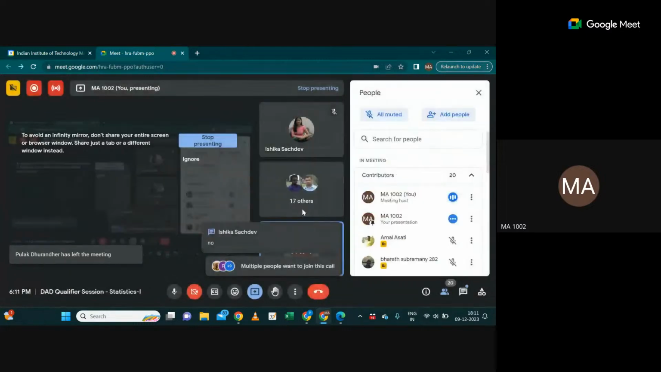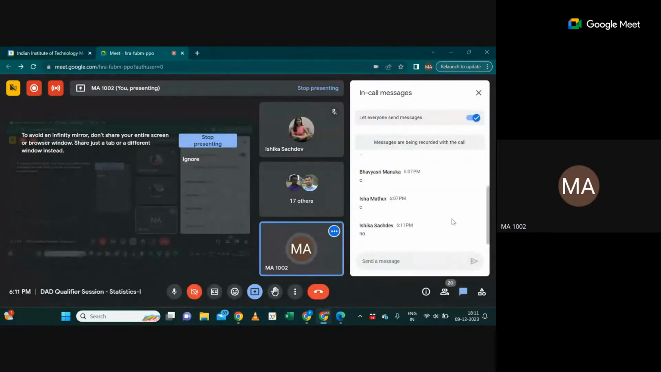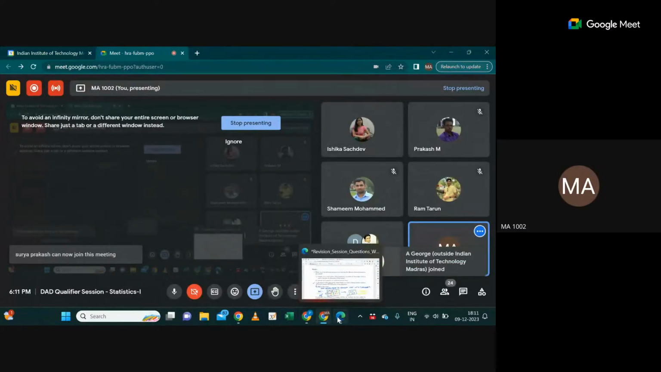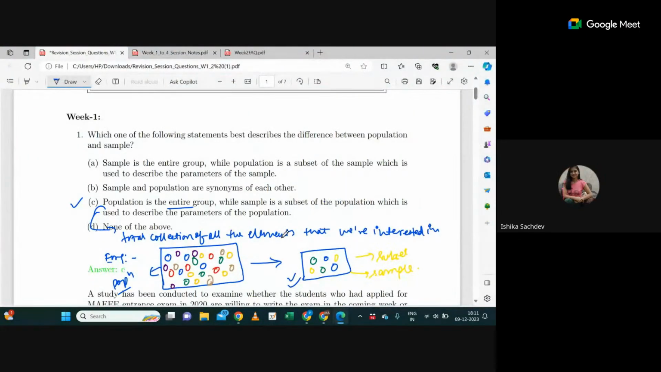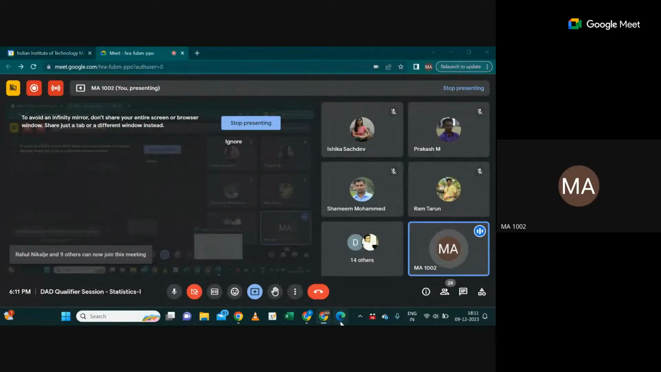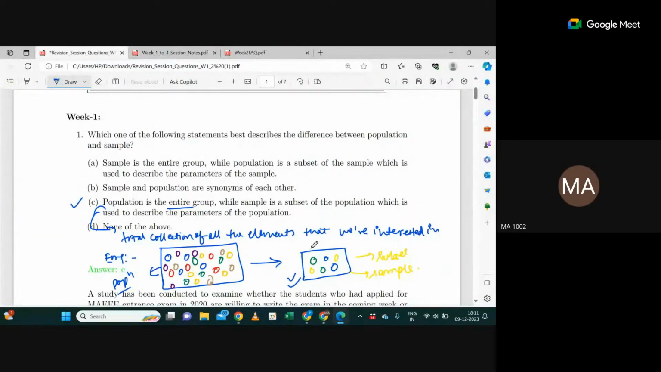Isika is saying no. Is there any reason why it's not a good representative? Sir, I think that most of the groups are not included. Yeah, not included. So basically, this is a sample for my population data set, but a sample should be a good representative of your population data set.